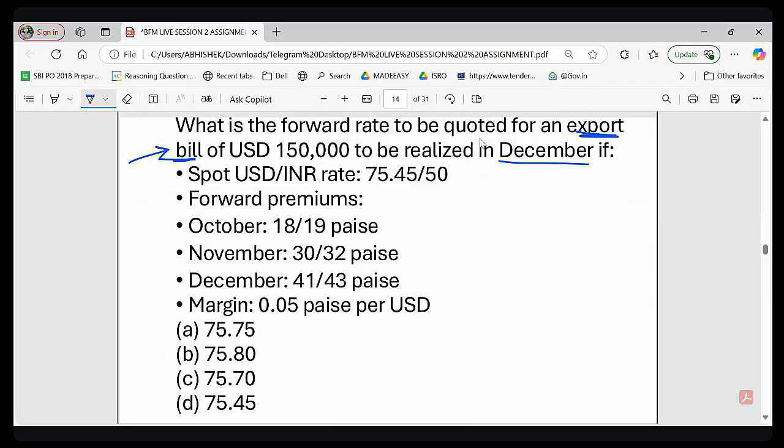See, what should your thinking process be? That is what I am telling you. It is an export bill. Export bill means the bank is buying USD from you, right? So which rate should we pick? The lower rate, that is 75.45, or the higher rate, that is 75.50? Please type your answer in the chat.